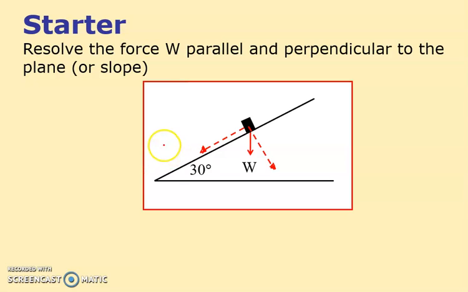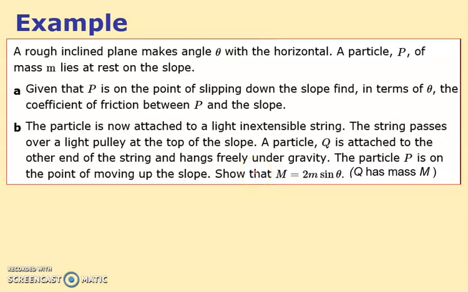If you've done that, hopefully you remember that when you resolve this weight parallel to the slope, you get W sine theta. You might write that as mg sine theta. And in this case, of course, theta is 30. And this way is mg cos theta, or W cos 30 if you prefer. Notice again, sine theta parallel, cos theta into the slope. I've got three examples for you on this.